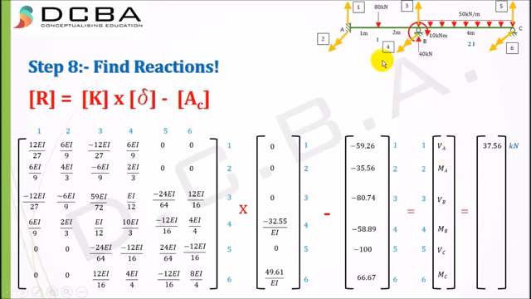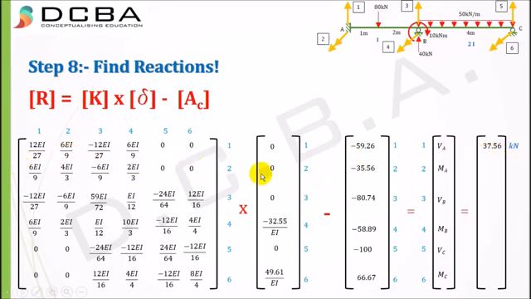Again, the order is similar to how you have numbered your forces. That is, since the upward force was numbered as 1, the upward reaction will be first, then comes the moment, then the next upward reaction, and so on. This is how you need to number them. And VA you got as 37.56.